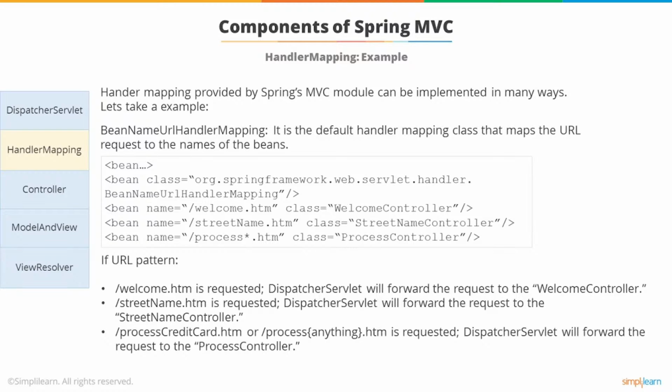BeanNameUrlHandlerMapping is the default handler mapping class that maps the URL request to the name of the beans. If the URL pattern welcome.htm is requested, the dispatcher servlet will forward the request to the welcome controller. If streetname.htm is requested, it will forward the request to the street name controller. And if processcredit.htm is requested, it will forward the request to the process controller.